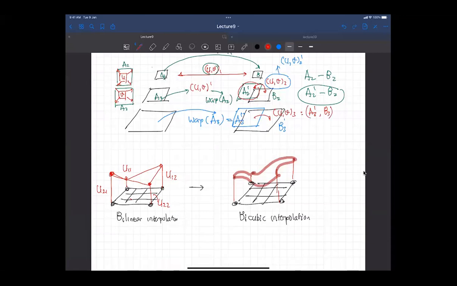Is it clear? So you do this again and again for every version of these images in the pyramid, for every level in the pyramid. So it becomes more and more precise, the optical flow. So that's called coarse to fine.